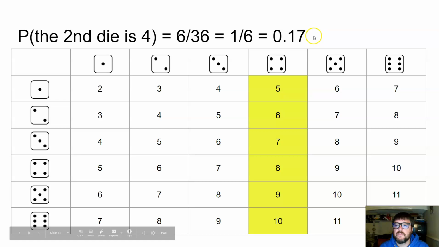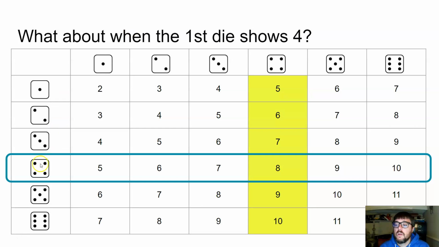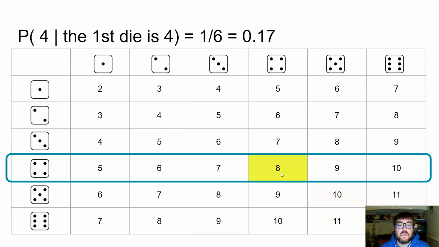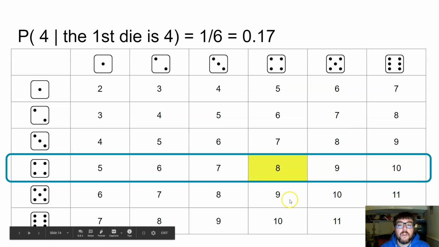Here's another example. If we want to know the probability of rolling a 4 on the second die, there are 6 ways to do it out of 36, so there's a 1 in 6 chance, 0.17. And if we roll a 4 on the first die, there are 6 different ways for that to happen, and only one of those is a 4 on the second die. So the probability of rolling a 4 on the second die, if the first die shows 4, is also 1/6, just like it was overall.